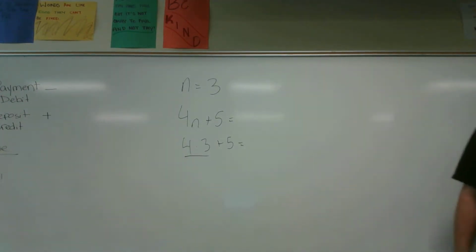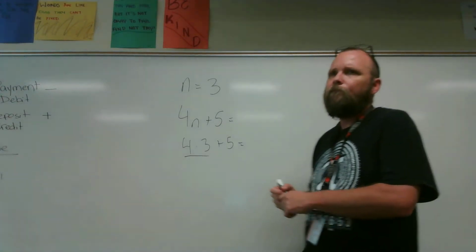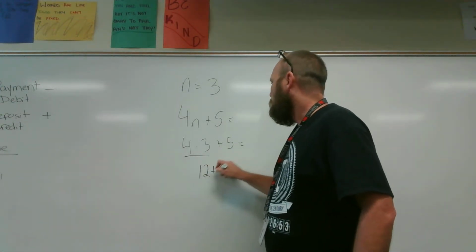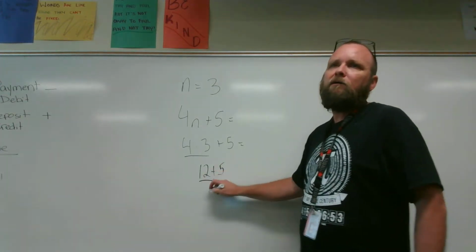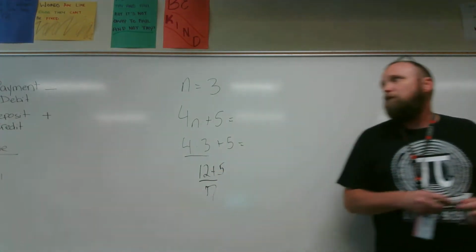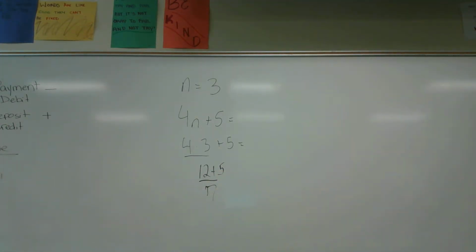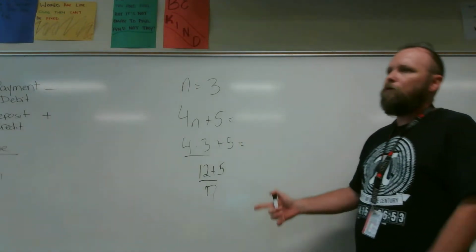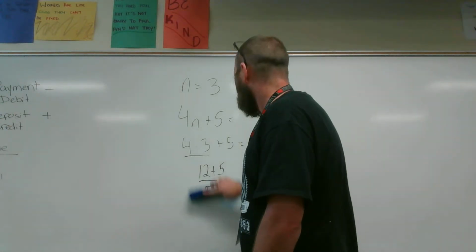4 times 3 is what, Deandra? 12. And 12 plus 5 is what? 17. So 4n plus 5 equals 17 if n equals 3. Brett?